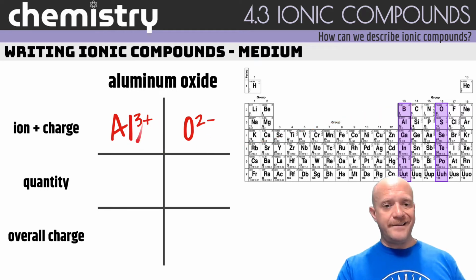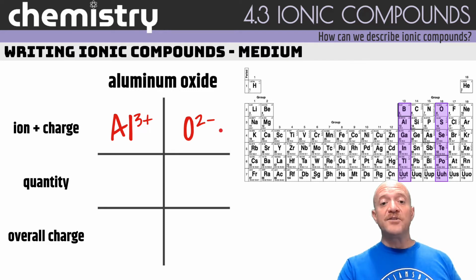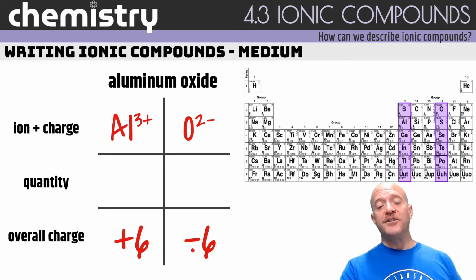Now, aluminum oxide. Aluminum has a +3, oxygen has a -2. Al3+, O2-. Okay, now it gets a little bit dicey because 3 doesn't go into 2, 2 doesn't go into 3. But what number do they both have in common? They both go into 6. So the overall charge of the aluminum has to be plus 6. The overall charge of the oxygen has to be minus 6.